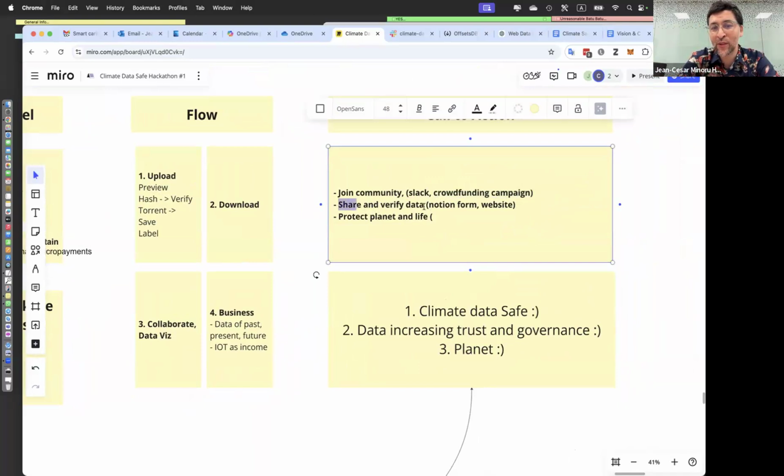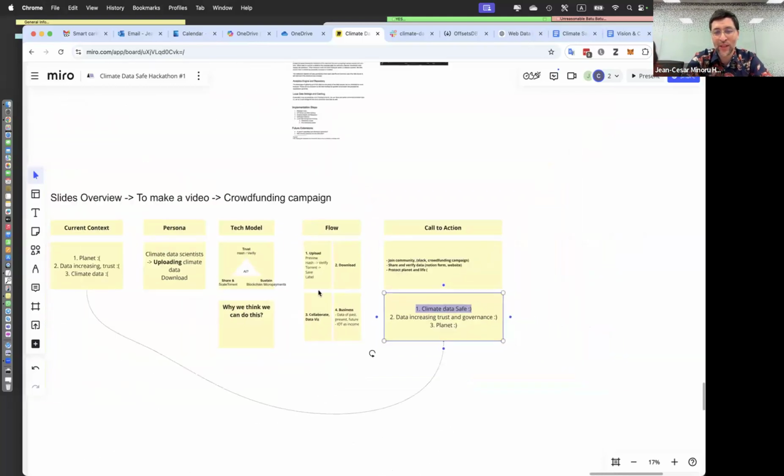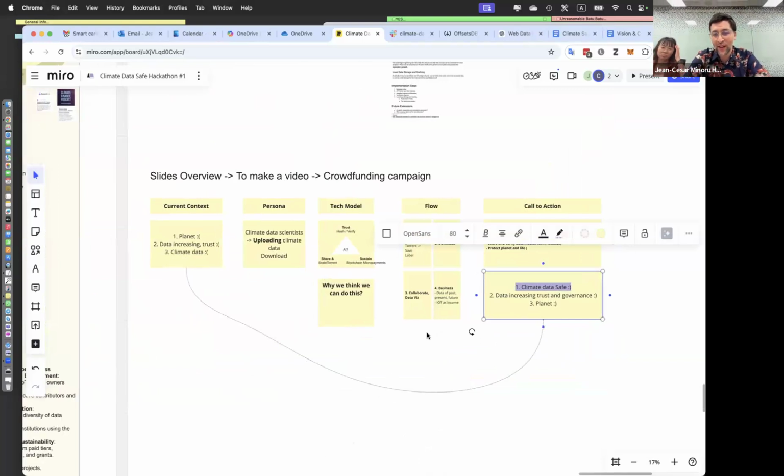Then we invite people to start to build an army, basically build a community on our Notion forum and start to build the websites. And then the result will be that if we are able to protect the data for the climate, it's going to help us have more trust in climate data and better environmental governance, and then hopefully improve the state of the world. So that loops back to address the initial problem that we're trying to address.